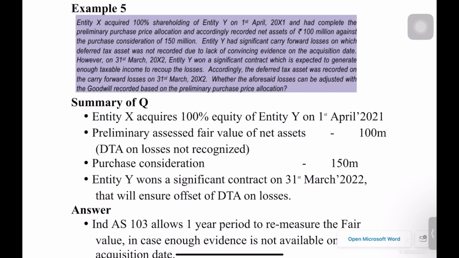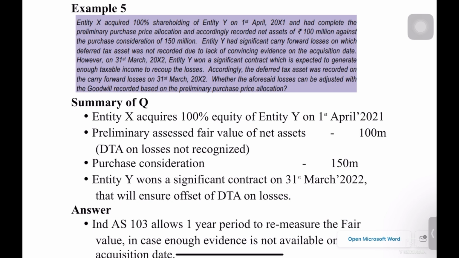So you know that there will be a situation where the entity carries accumulated loss but doesn't have sufficient profit to offset, and in their tax return there is a carry forward loss. So ideally all these carry forward losses can be set off against future year profit if the firm is confident to have the profit. But in this situation, they have given deferred tax asset not recognized, which means entity X concludes as of the date of acquisition that entity Y may not make sufficient profit to offset all those deferred tax assets. So that's why the deferred tax asset has not been recognized as on the date of acquisition.